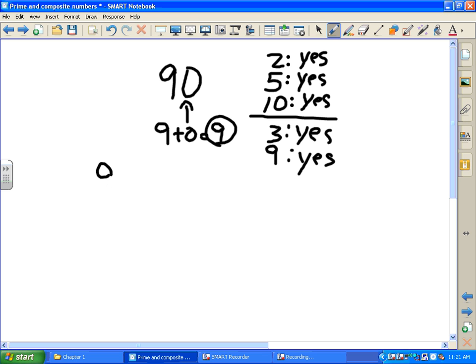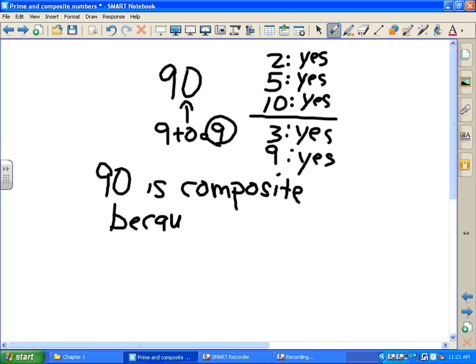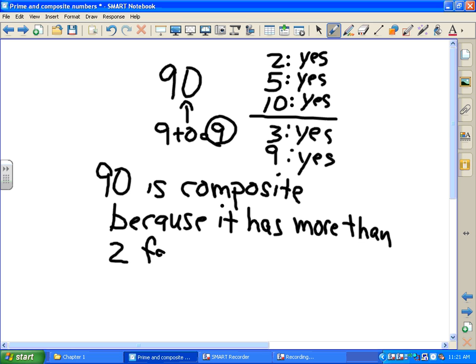Now, 90 is composite because, and you're writing this down, it has more than 2 factors.